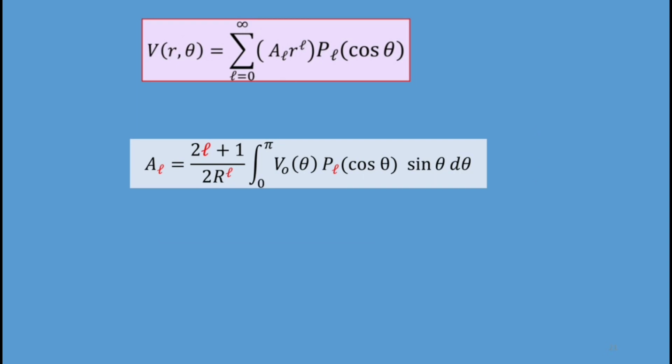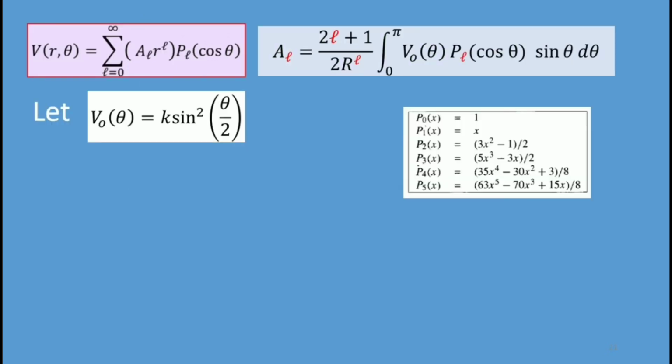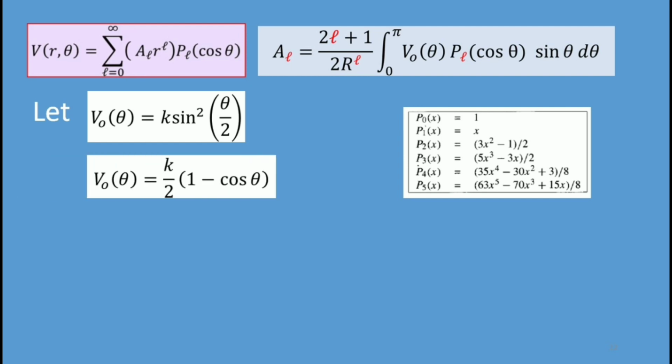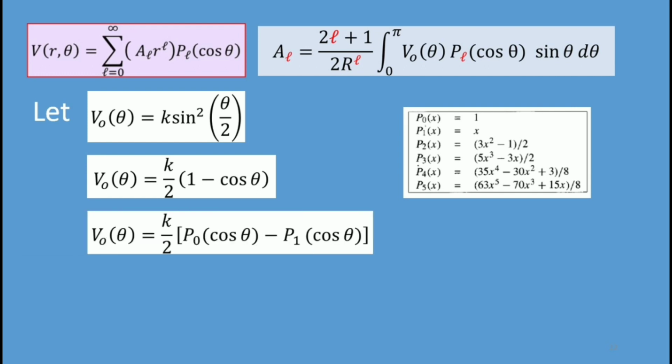Okay, so equating m equal to l, we have A_l equal to (2l plus 1) upon 2 r to the power l, times the integral from 0 to pi of V naught theta P_l cos theta sin theta d theta. Okay, so let V naught theta equal to k sin square theta upon 2. So now V naught theta equals k upon 2 times (1 minus cos theta), because sin square theta upon 2 is 1 minus cos theta upon 2. So now V naught theta will be k upon 2 times (P naught cos theta minus P1 cos theta).